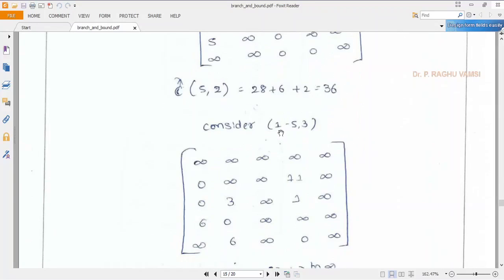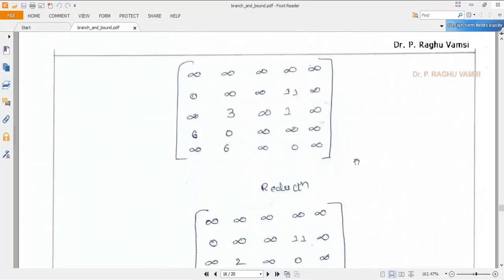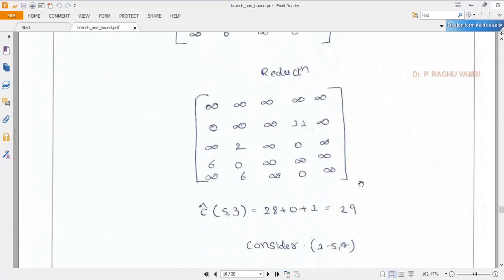Now the same thing we'll consider for 1 to 5 and 3. Whenever you say 1 to 5, 3, the first row is infinity, third column is infinity, and fifth column is infinity. Identify the minimum element from each row, and deduct it from the remaining elements on the same row. In the same way, do the column also. So 3 comma 1 to be infinity. Whenever you do this, the cost reduced is 1 in total.